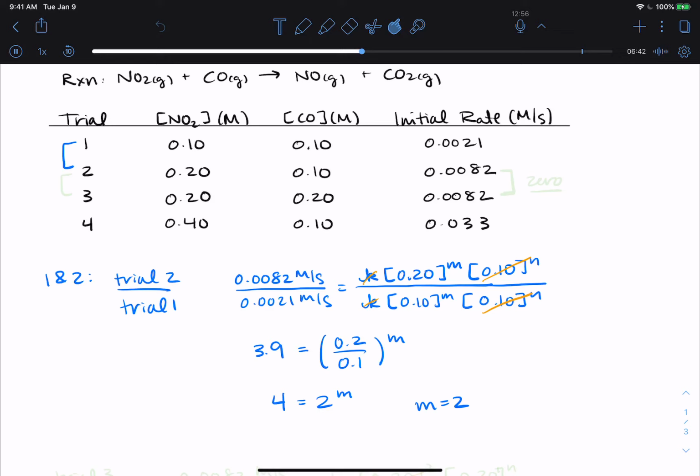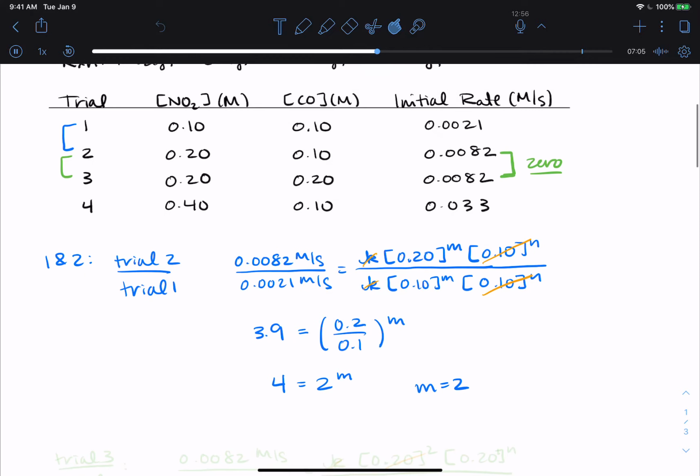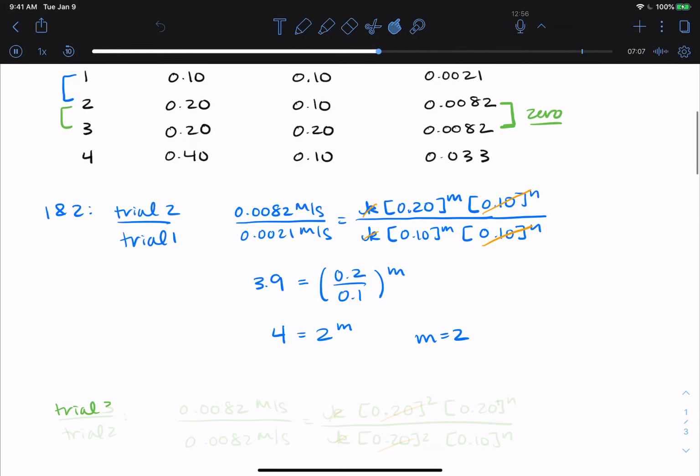So let's find 2 trials where the NO stays the same. So the only ones that I see are 2 and 3, and my CO changes. Now you can look over here at the rate. My rate doesn't change when I change CO, so I'm expecting a 0 order dependency. But we can set this up, and I have mine as trial 3 divided by trial 2. Again, you could do 2 over 3 if you prefer.